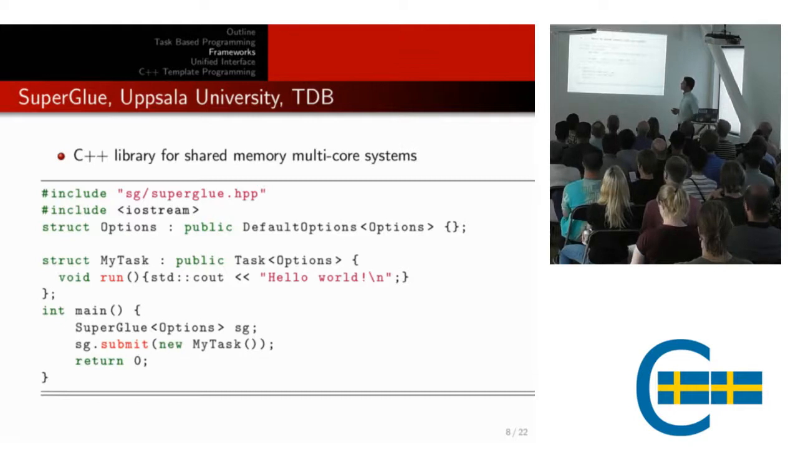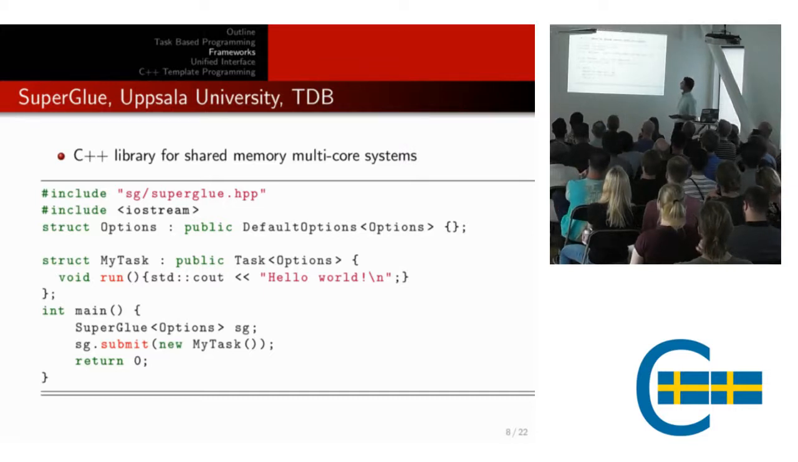This is a C++ header-only library, but for shared memory, multi-core systems. Again, the syntax or the approach is the same. We use a class of task inherited from Task, and then a new instance of this type of task is submitted to the framework, SuperGLUE itself. When the task is ready to run, the run method of this class will be called by the framework itself. So this is the Hello World example of such a C++ library.